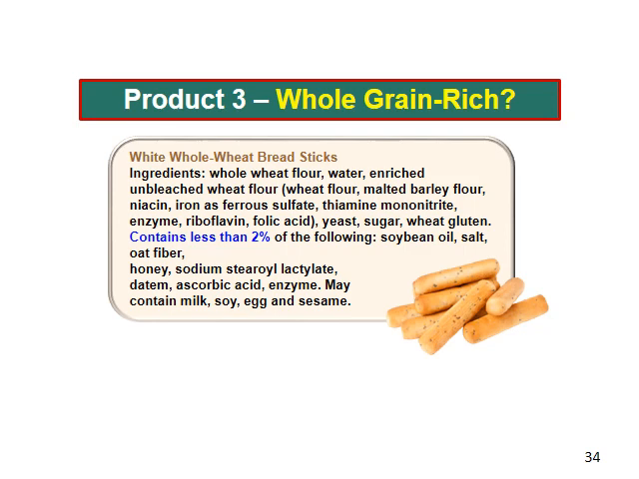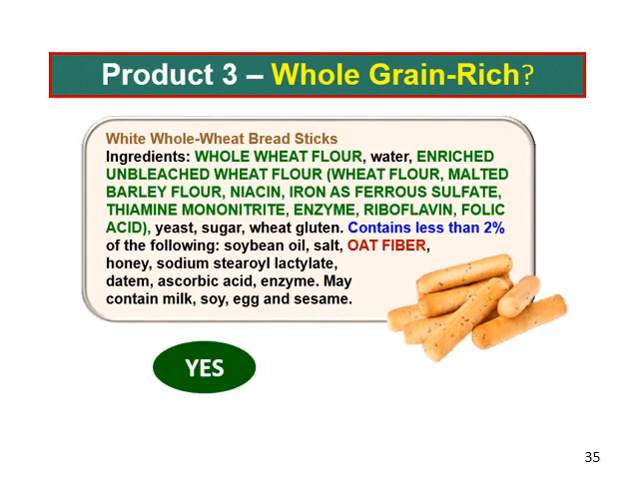Do these white whole wheat breadsticks meet the whole grain rich definition? Yes, this product is whole grain rich. Whole wheat flour is the first grain ingredient. The second ingredient is enriched flour. This product contains only one non-creditable grain, oat fiber, listed after the statement contains 2% or less, and therefore complies with the non-creditable grain limit.